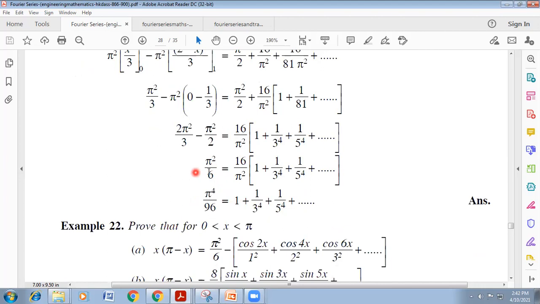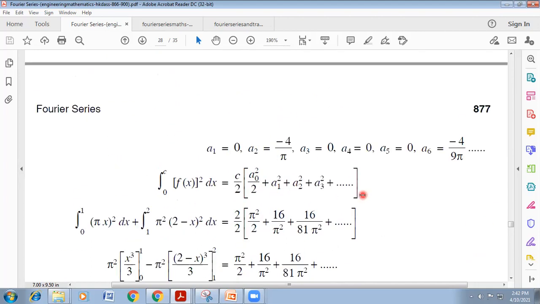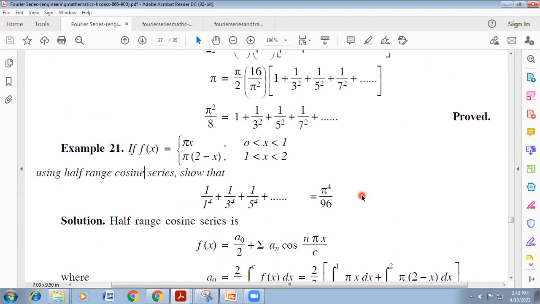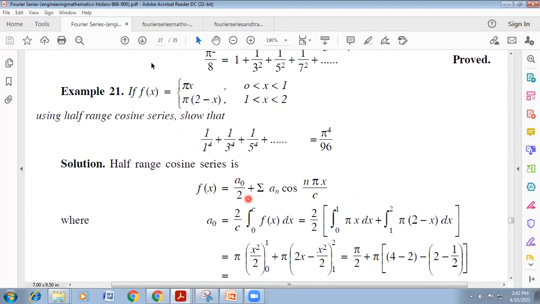Now dividing by 16 on both sides and multiplying by pi square on both sides, pi to the power 4 by 96 equals 1 plus 1 by 3 to the power 4 plus 1 by 5 to the power 4 plus dot dot. So we got our required series by using Parseval's identity. This one is very important maths for you.